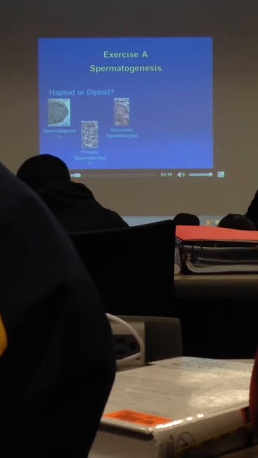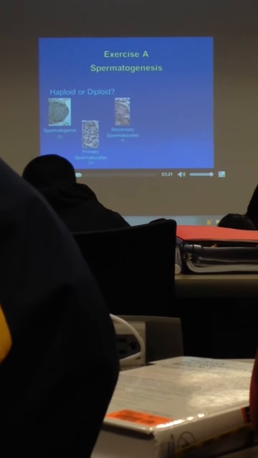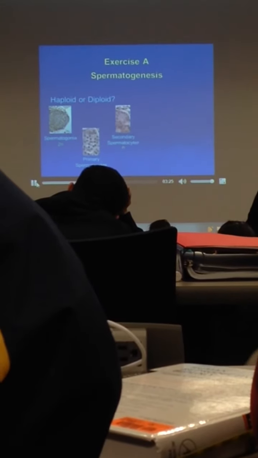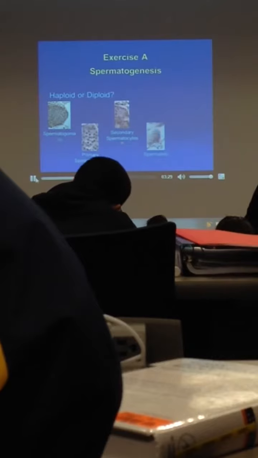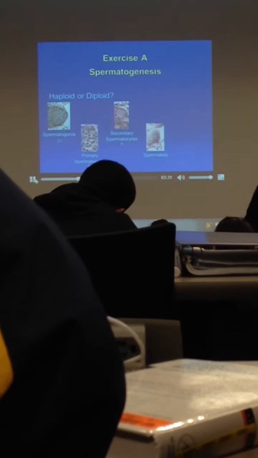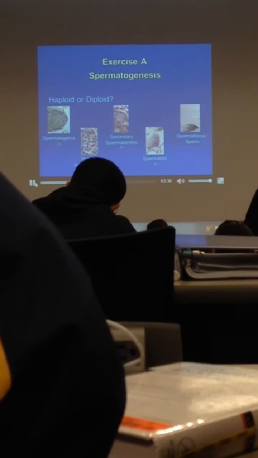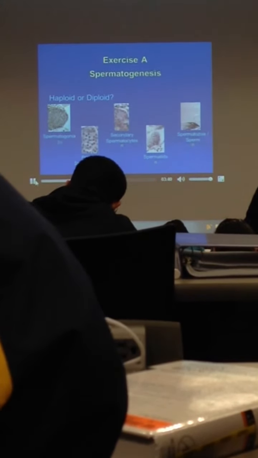Secondary spermatocytes. These cells are haploid. Remember, meiosis I is referred to as the reduction division. Spermatids, haploid. Spermatozoa or sperm, these are haploid as well.